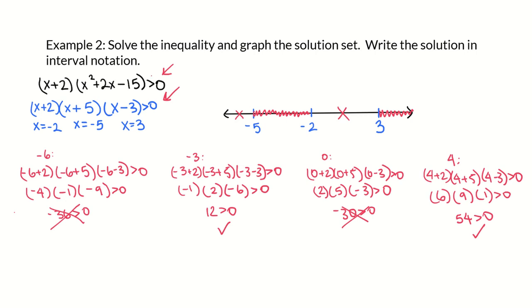And now, since the inequality is greater than and not greater than or equal to, that means the endpoints that we plotted are not included, so we use parentheses on the graph. And now writing our solution set, we have all of the area between negative 5 and negative 2, which we write as the interval negative 5 comma negative 2, with parentheses because negative 5 and negative 2 are not included, union the interval starting at 3 and going to the right towards infinity.